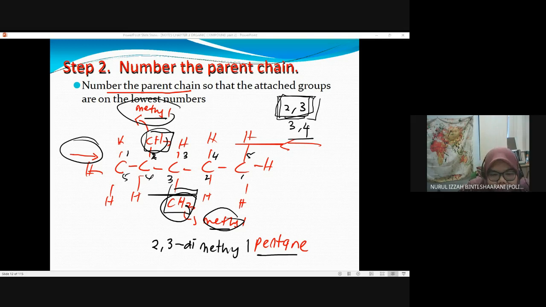For example, when you separate between number and number here, between 2 and 3, we separate using a comma. When you separate between number and words, 3-dimethyl, we use a dash. Between words and words, there is no space at all. Dimethylpentane should be joined together.